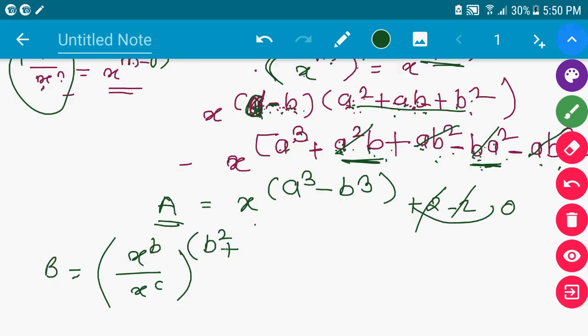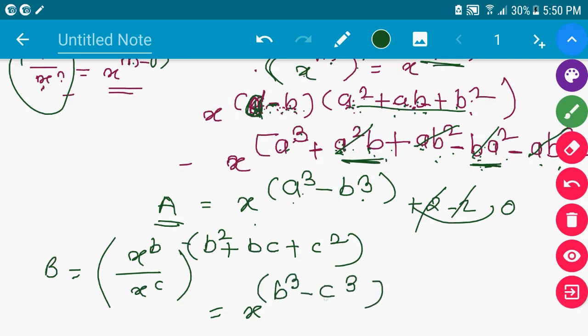The exponent is b square plus bc plus c square. Now like this, the first one was x raised to a cube minus b cube. So this will become x raised to b cube minus c cube. If we solve it again by the first method, x raised to b minus c multiplied by b square plus bc plus c square, then we get this equation, b cube minus c cube.